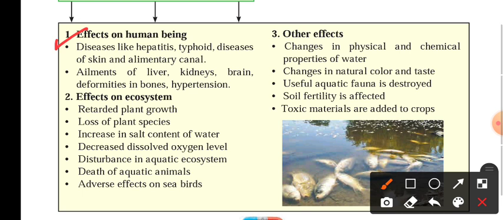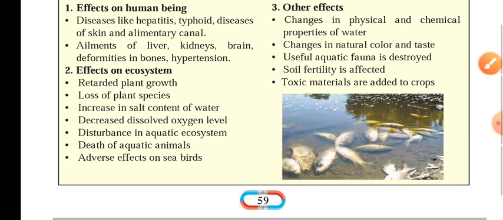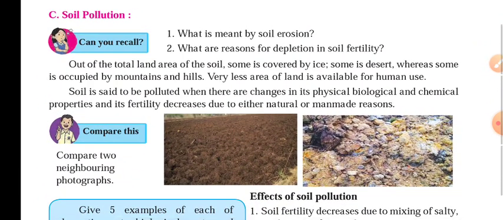Toxic materials are added to crops, and when a person eats that kind of crop, it will affect the person and other living organisms also. So these are the effects of water pollution. Now we are moving ahead towards soil pollution, another important type of pollution which we have to control.